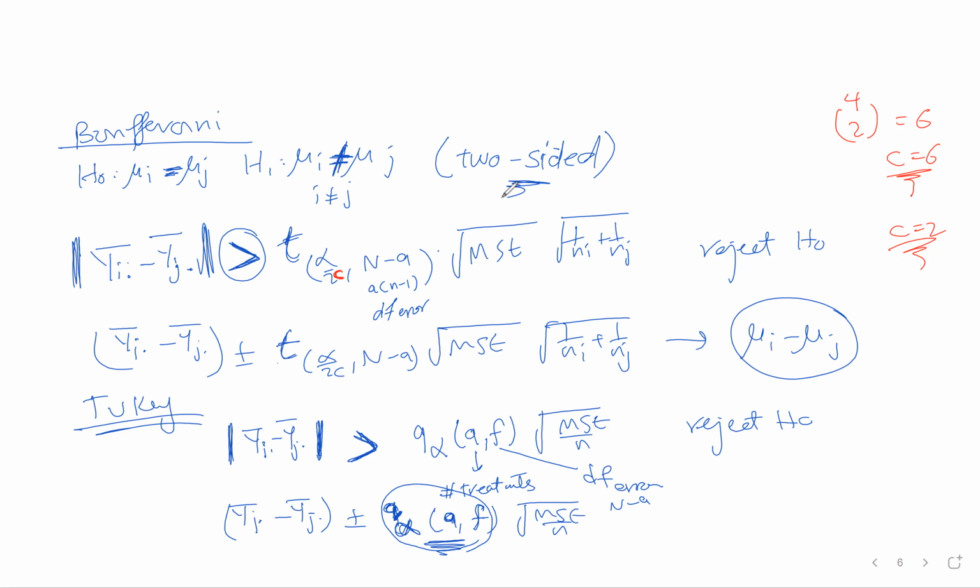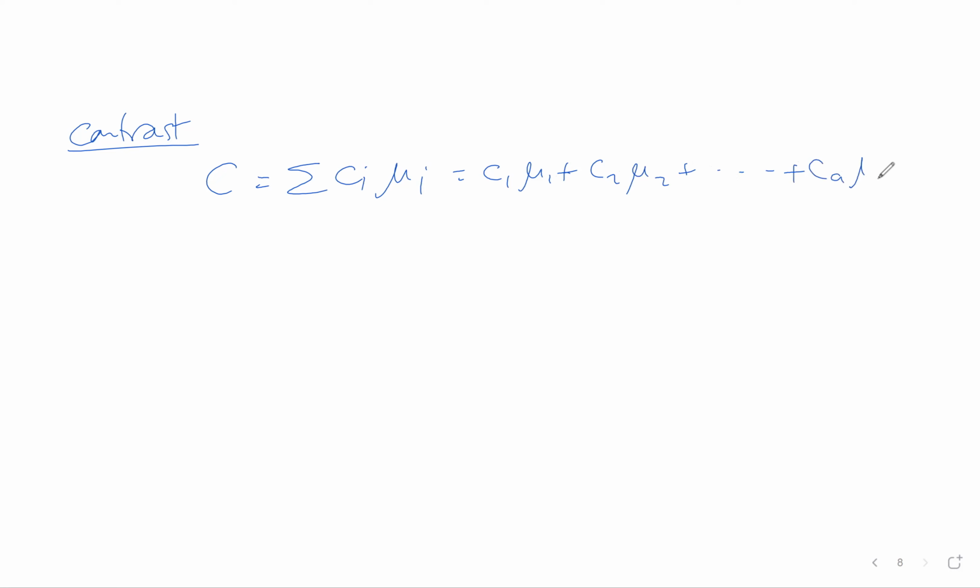Okay, then we covered the contrast. How do I know the contrast is? The contrast in general is a linear combination of the population means or the treatment means. So in general, C is the sum of CI mu I. So this one is C1 mu1 plus C2 mu2 plus up to the last one, CA mu A. This is a linear combination of the treatment means.